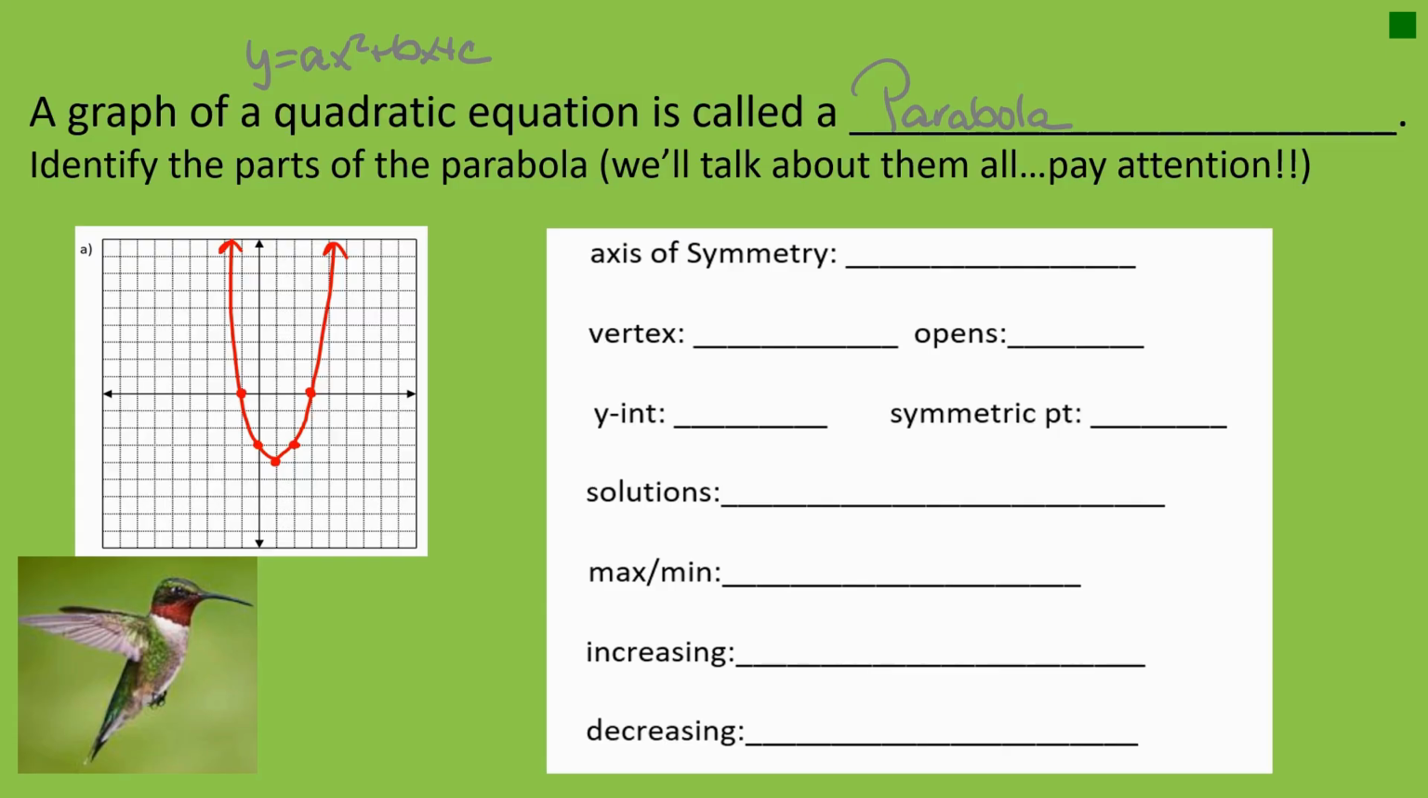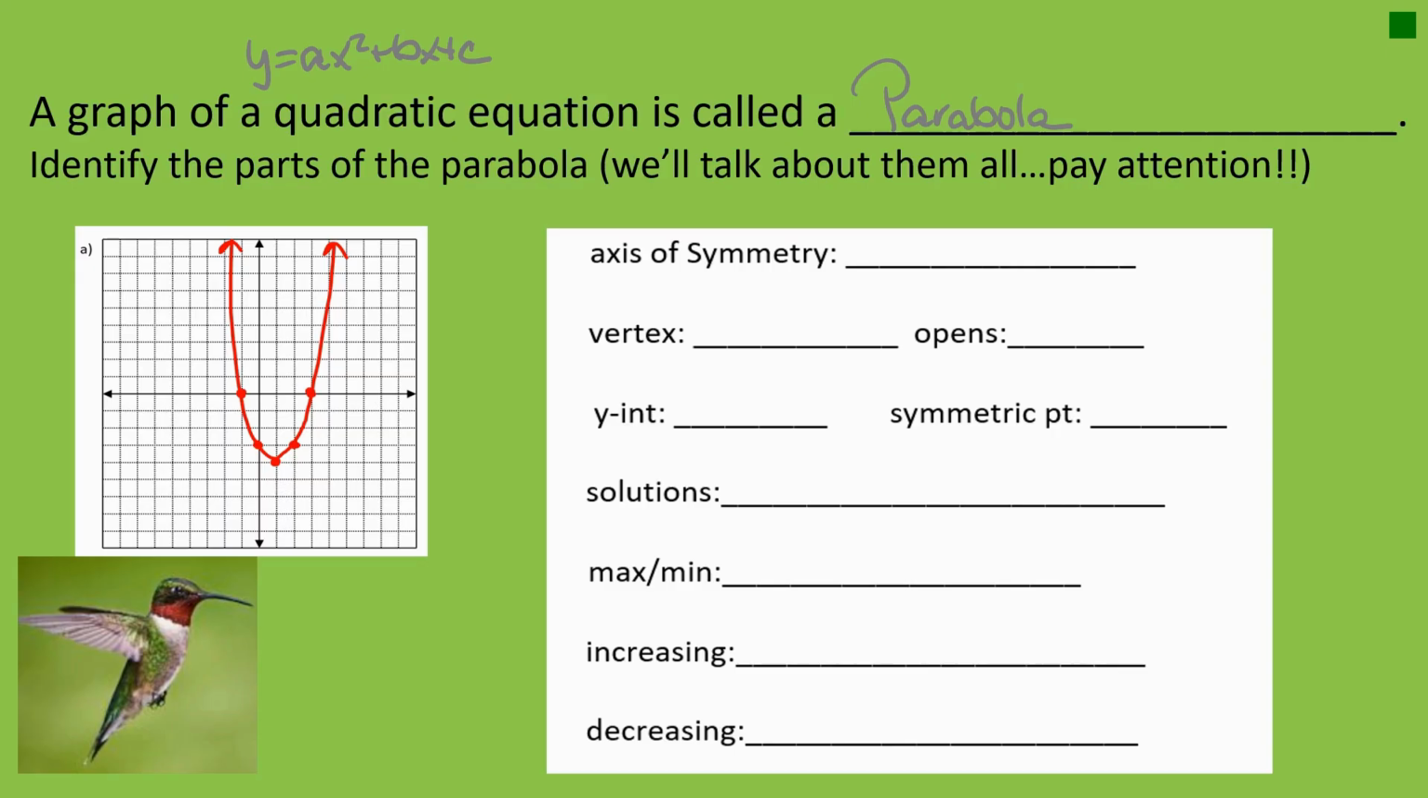Okay, we're going to identify the different parts. There are lots of parts of a parabola because if you build it, they will come. We're going to build the parabola, and we're going to talk about how we get them, but for right now, we're just going to look at a parabola and find those parts. So the first thing is called the axis of symmetry, and you don't see it.